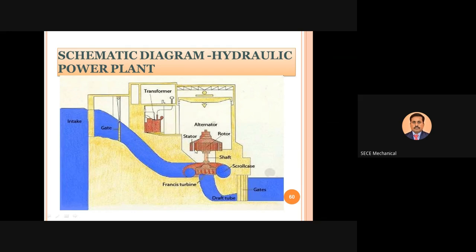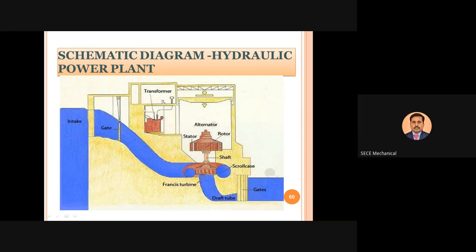Okay, so in this way we can produce the power. The important components are, first, the reservoir, then the gate system, then the surge tank, the Francis turbine, the alternator, and the transformer. With the help of the transformer we can transfer the power.